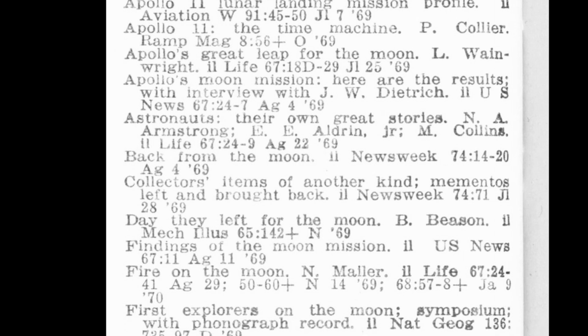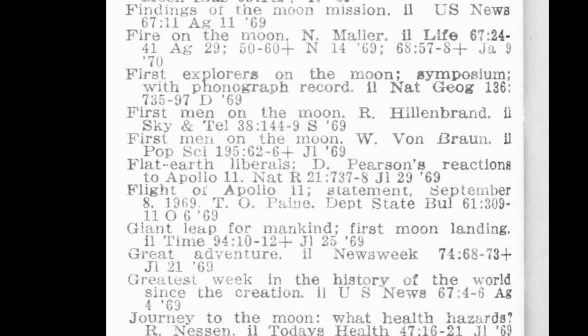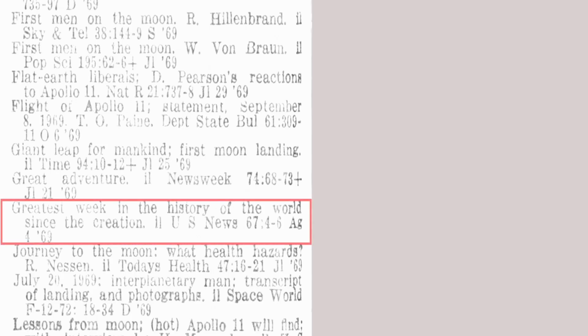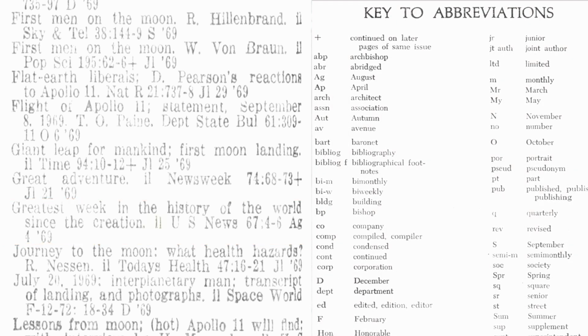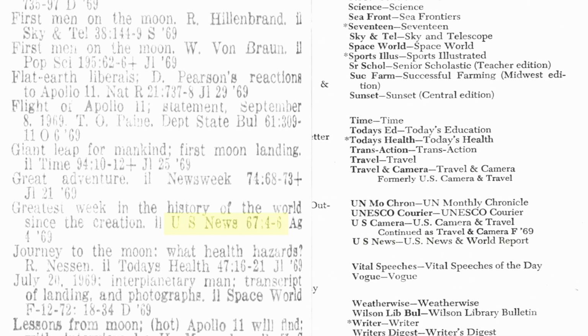Like most indices, Reader's Guide to Periodical Literature uses abbreviations, which can be found at the very beginning of each volume of the guide. Looking at Greatest Week in the History of the World Since the Creation, following the key from the abbreviations page, we see that IL stands for illustration, US News is short for US News and World Report.